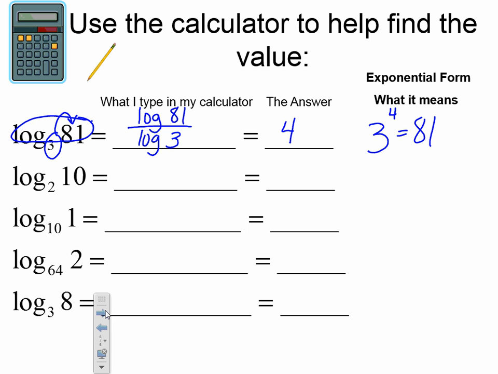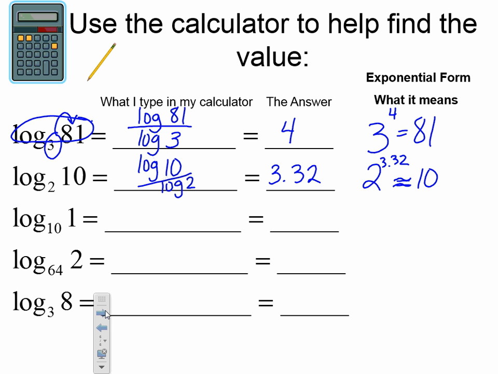Let's continue on. What do I type in my calculator on this next one? I do log of 10 divided by log of 2. Okay, so I'll type in log of 10 divided by log of 2. Please remember to close those parentheses if your calculator has them. It is 3.32 approximately. That means that 2 to the 3.32 power is going to be approximately 10. Okay, approximately. Not exact because we rounded that a little bit.